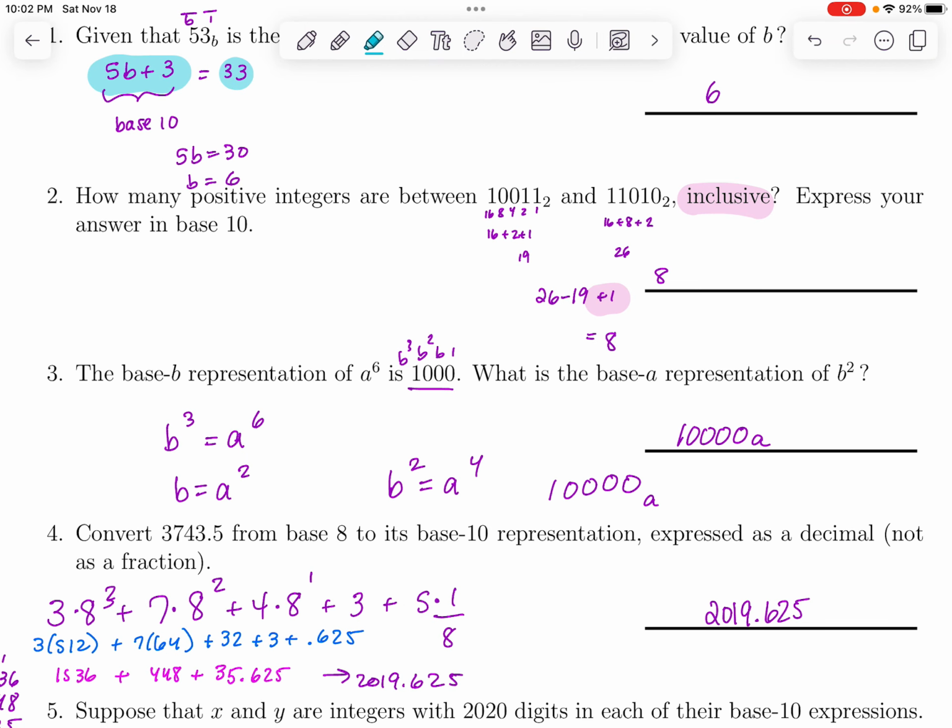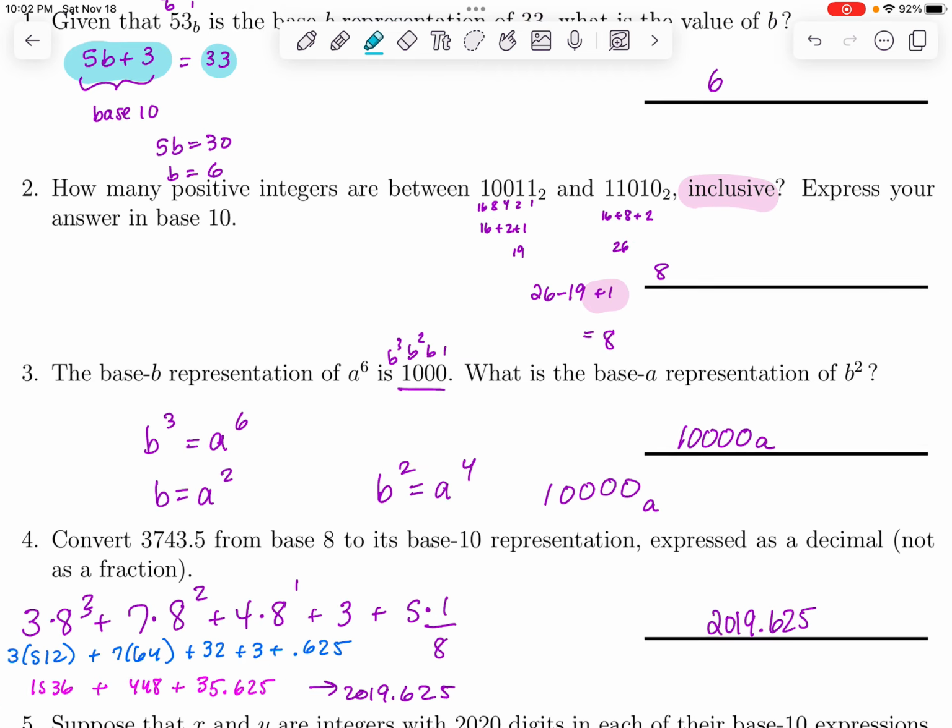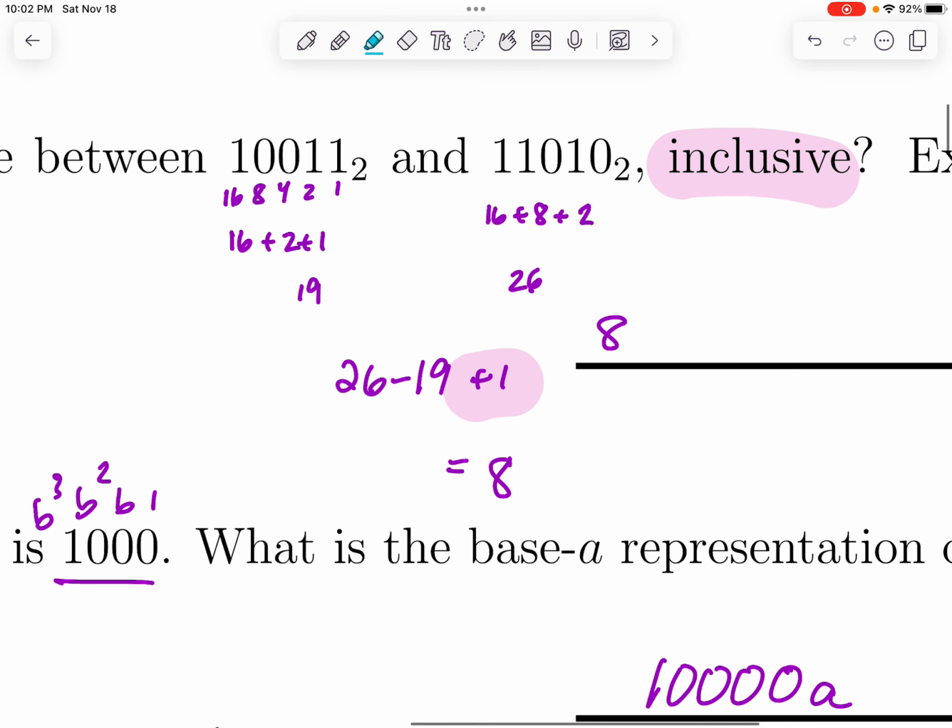In question 2, we are given two values in base 2, and we want to know how many positive integers are between those two values in base 10. So again, I started out here by thinking of how these numbers would look if they were expressed in base 10. I started by asking how much each place value is worth, and once I thought through that, I went ahead and translated the numbers. So the first number is equal to 19, and the second number is equal to 26.